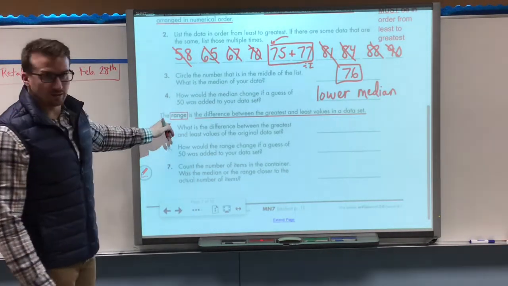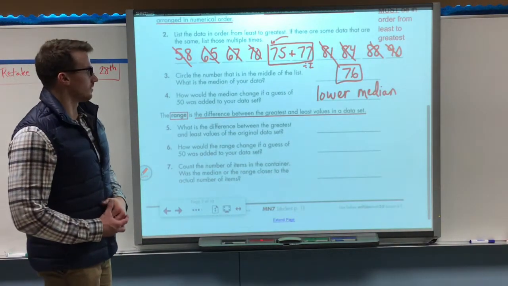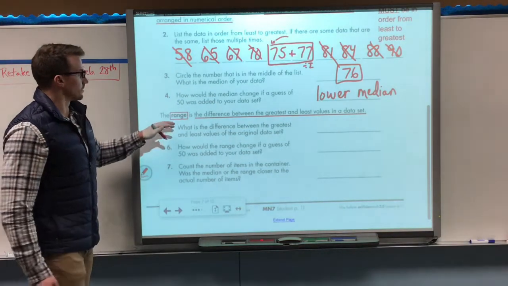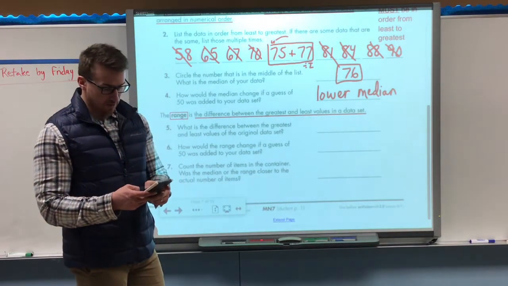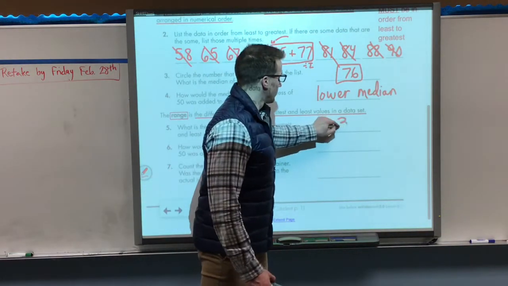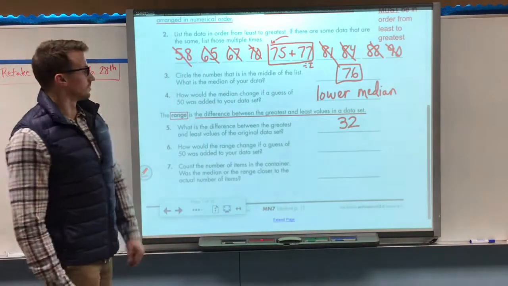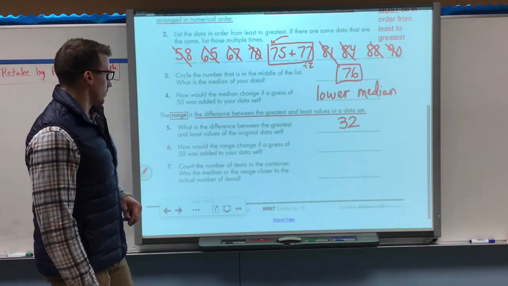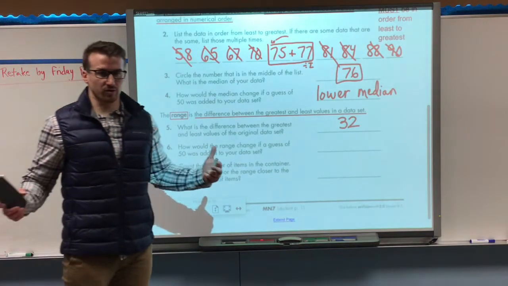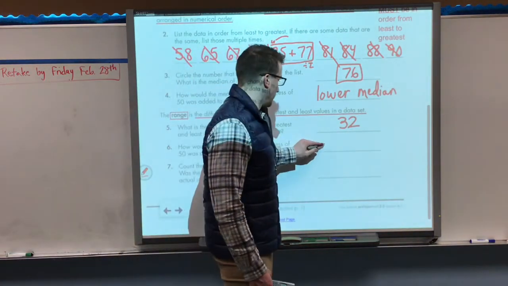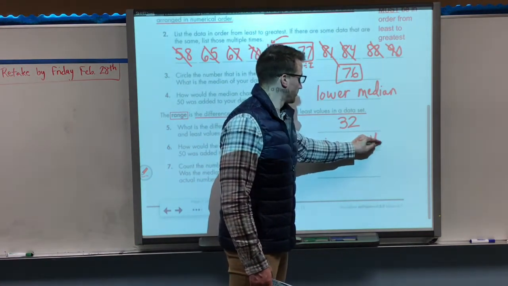Now, the range, okay, is the difference between the greatest and the least of the values in my data set. So, the difference between 90 and 58 means that we are subtracting. So I take 90, subtract 58 to get my range, which is 32, which means the range between that set of values is 32. Total numbers. Question 6, how would the range change again if we added 50? Well, if we added 50, this time the range would increase because from 90 to 50 is greater than from 90 to 58. So it would increase the range.